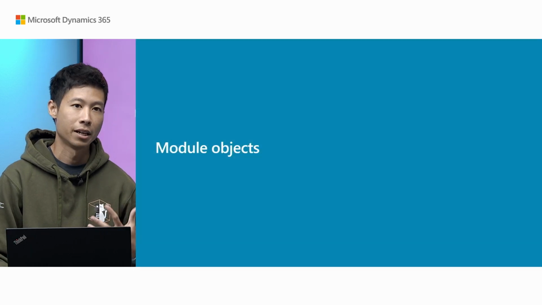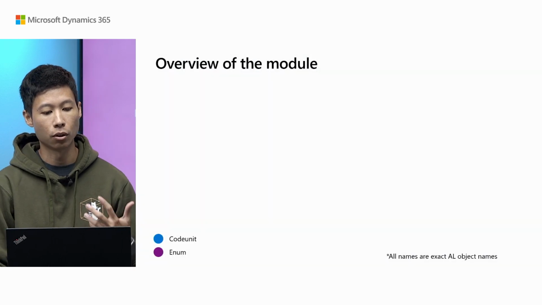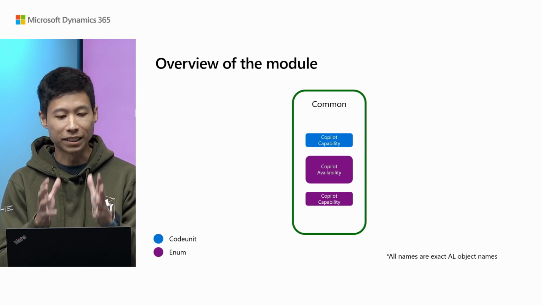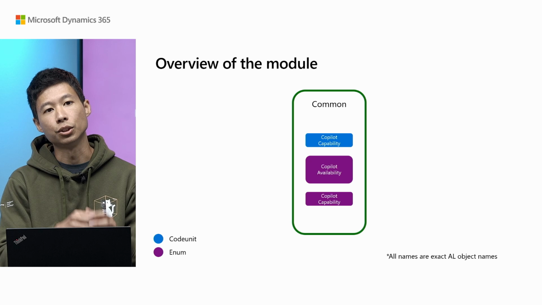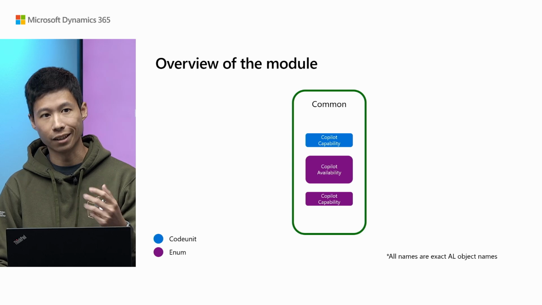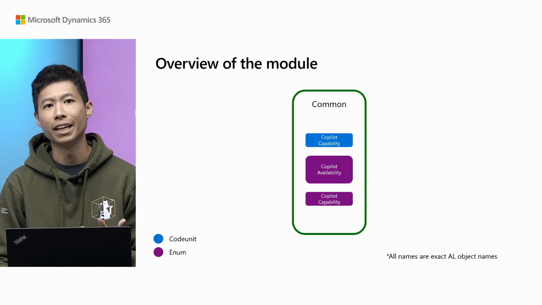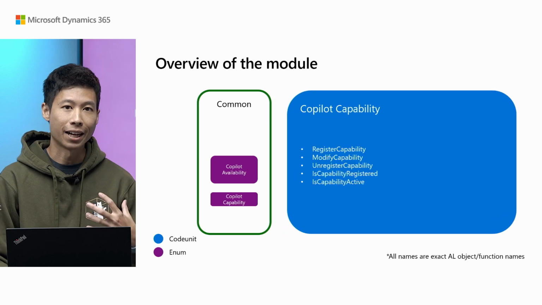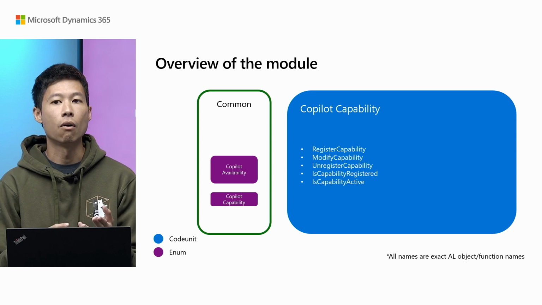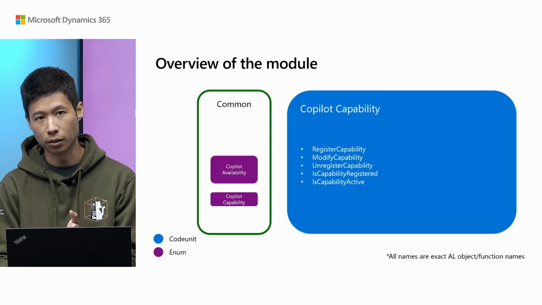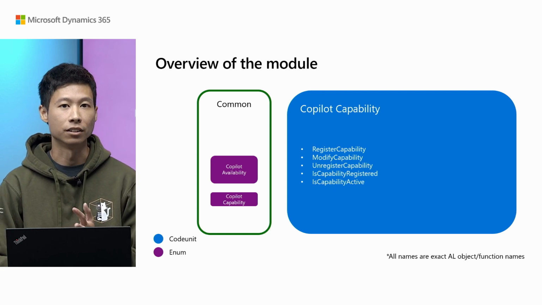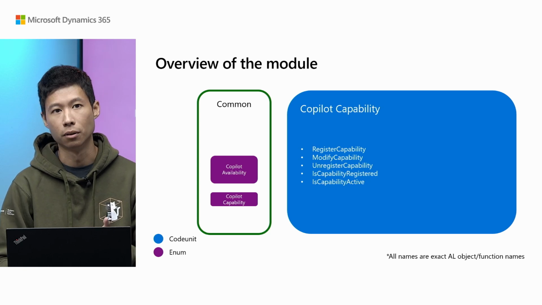So let's talk a bit about the module's objects. Within this module, these are some common objects, specifically for just Copilot in general, so not the generation bits. Here we have a public codeunit and 2 enums. The Copilot Capability codeunit has functions for you to register your capability, modify it, or if you want to get rid of it, you can unregister it as well. You can also check if it's been registered and whether it is active or not, as an admin could disable the capability.